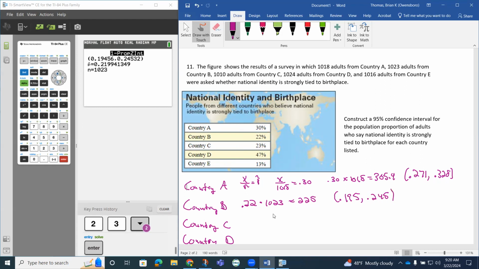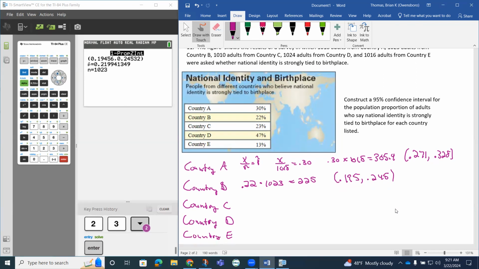So what we're saying is, our sample proportion falls between this interval. But what we're also saying is we're 95% confident that the population proportion is going to fall between these two percentages. So that's what this confidence interval is saying overall for the population. So I'm not really going to do the rest of these. It's basically the same type of math that goes through here.